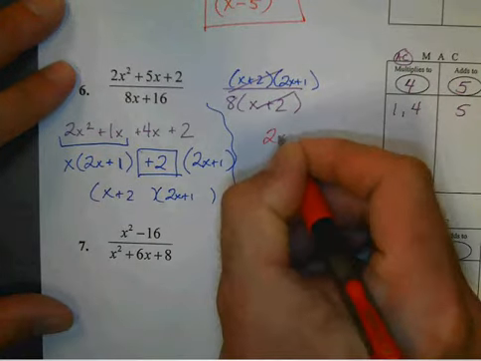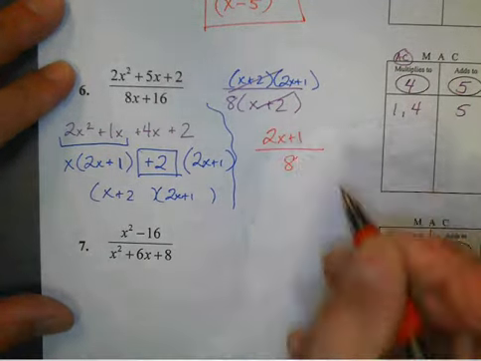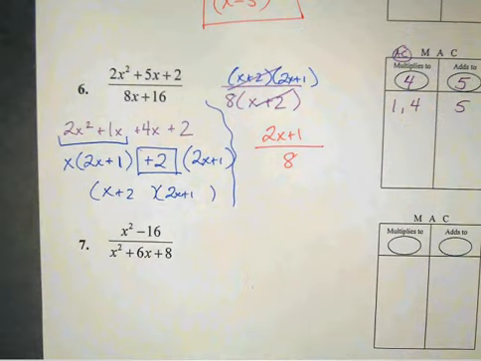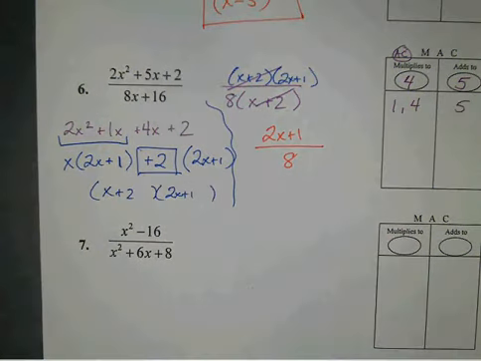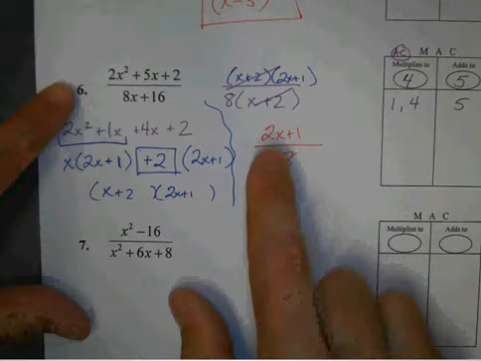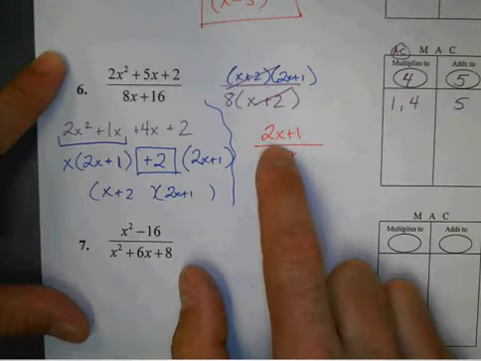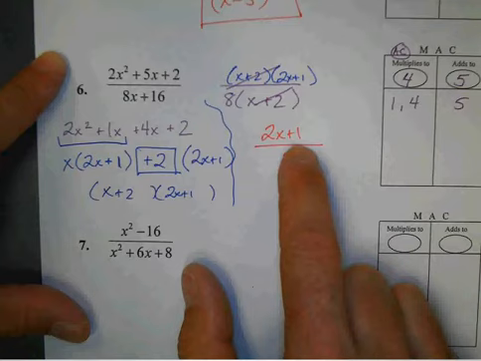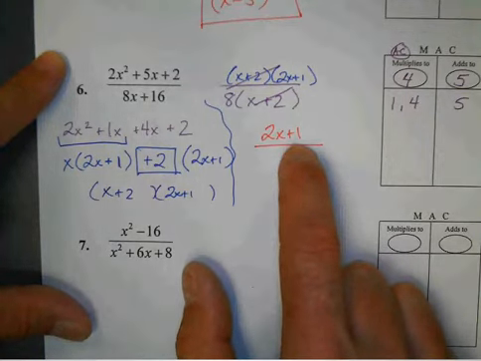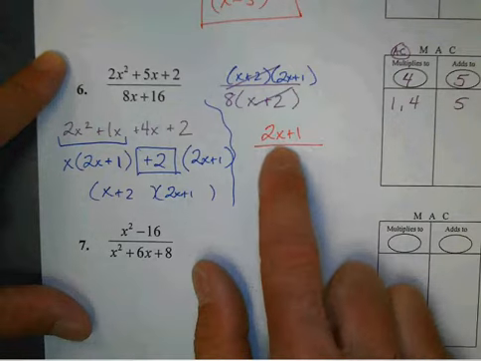2x plus 1 over 8. Now, we need to examine for a second. I know the tendency is to look at that 2 and that 8 and say, hey, they have a 2, they have an 8, might be able to cancel. But what is the 2x connected to? X plus 1. It's connected to the plus 1. So you may not cancel. Because it's connected to the plus 1, you may not cancel.